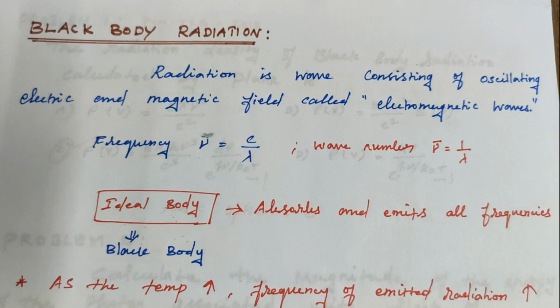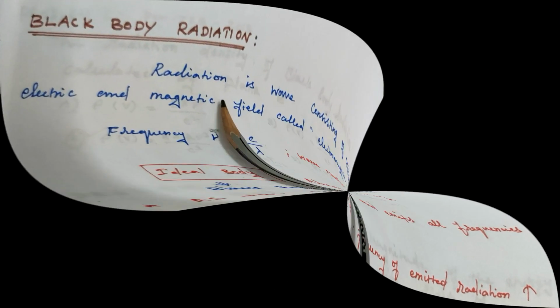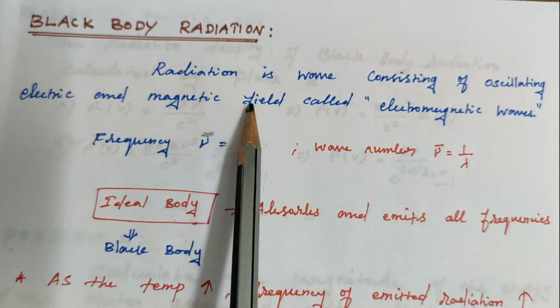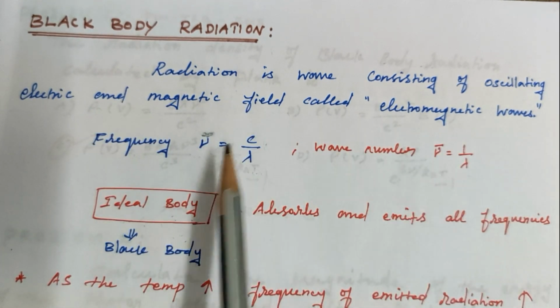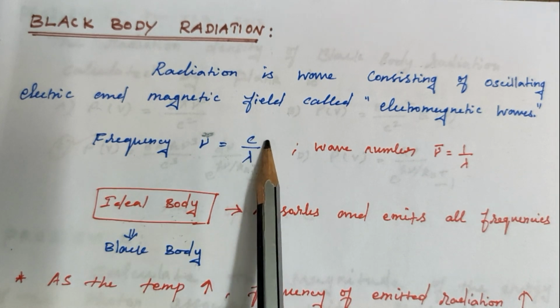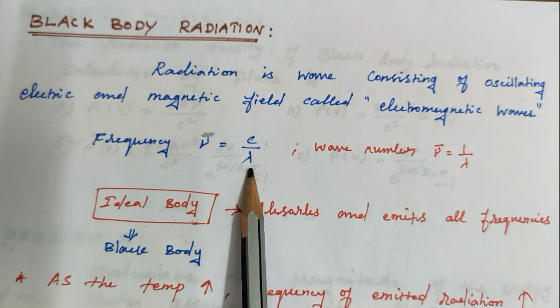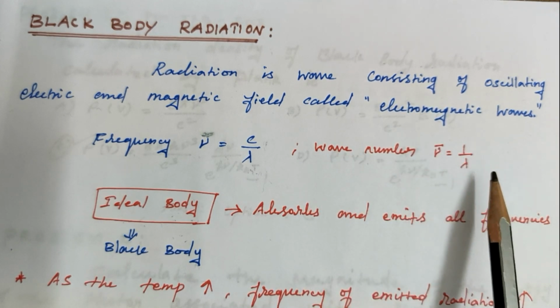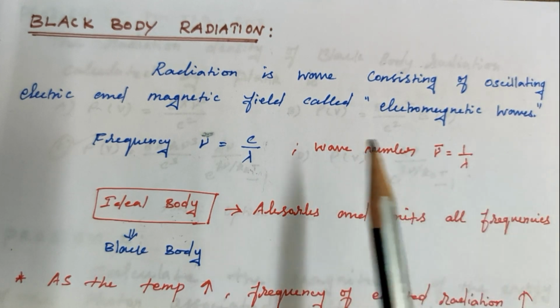Today we discuss the topic blackbody radiation. Radiation is a wave consisting of oscillating electric and magnetic fields, called electromagnetic waves. Frequency nu is equal to c upon lambda. C is the speed of light. Lambda is the wavelength. Then the wave number nu bar is equal to the reciprocal of wavelength.